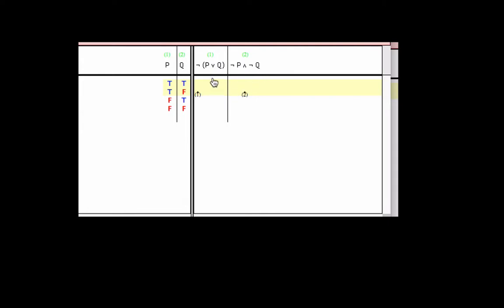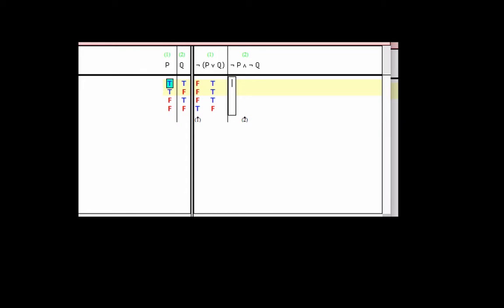Let's determine the values. Our sub-connective is the disjunction. We know that a disjunction is false when and only when each of the disjuncts is false. So our values are true, true, true, false. Now we negate those values to get the value of the sentence as a whole. False, false, false, true. Now we're ready to move on to sentence 2.